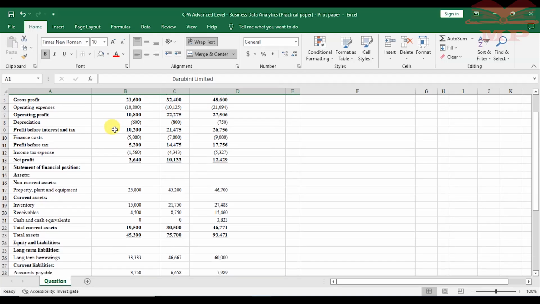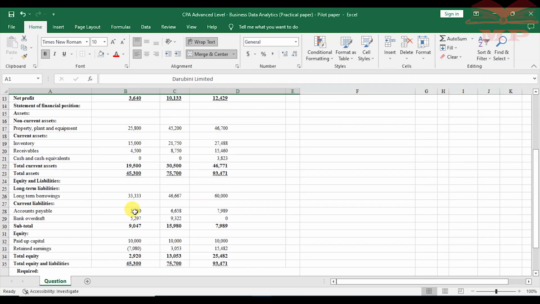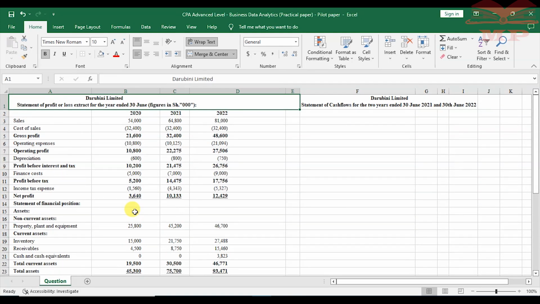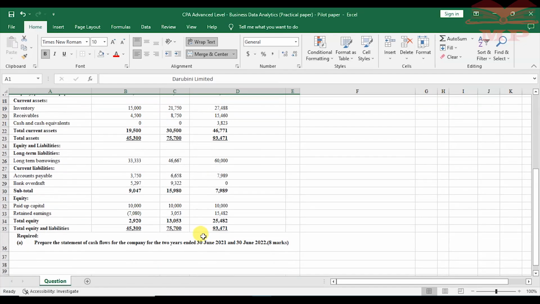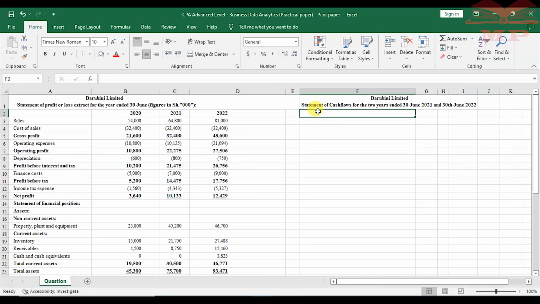And having gone through it, we have the required: prepare the statement of cash flows for the 2 years ended 30th June 2021 and 30th June 2022. Of course, all that gives you a total of 8 marks. Your knowledge of preparing the statement of cash flows has it that there are 2 methods of preparing the statement of cash flows. We have the indirect method, and we also have the direct method.